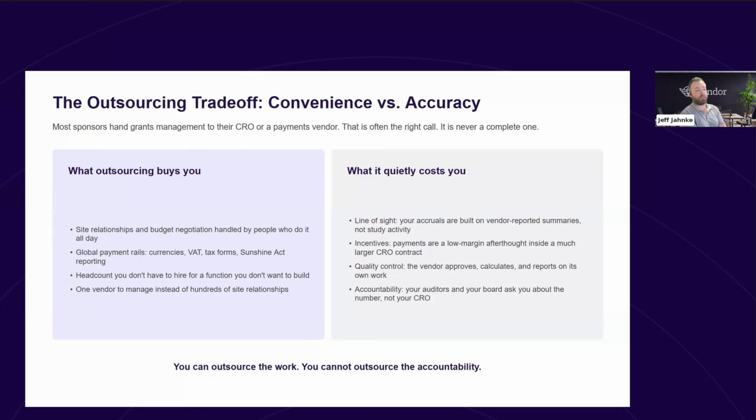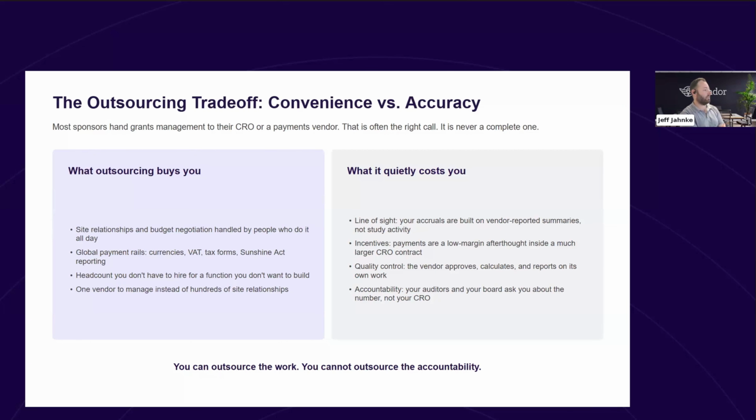Payments, having worked at a CRO myself, are often a low margin afterthought. They're a pass-through. So there's not as much care or detail being given to them as maybe some of the direct fees, invoicing, or similar, because that's where CROs and other vendors make their margin. Quality control. You're outsourcing not just the payments themselves, but the payment approval, the calculations, the reporting to a vendor that is incentivized to tell you that everything's operating smoothly.